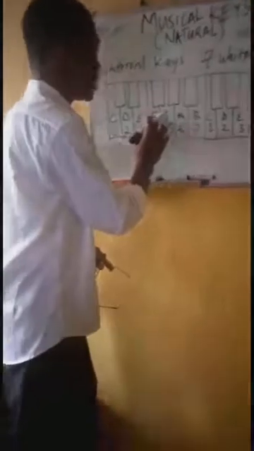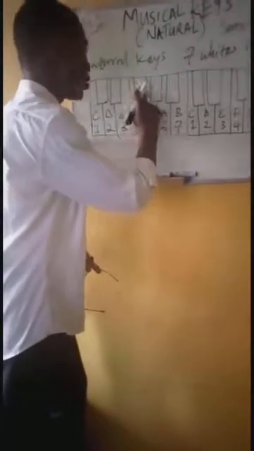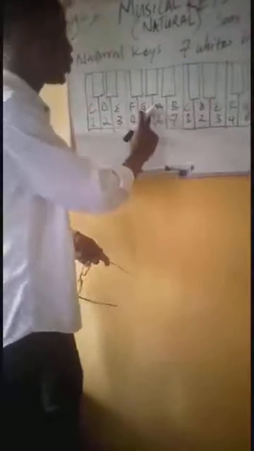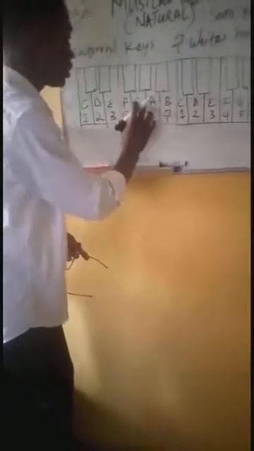F to G, the same. F to here, semitone. Here to G, semitone. So semitone plus semitone gives us a tone. So F to G is a tone.